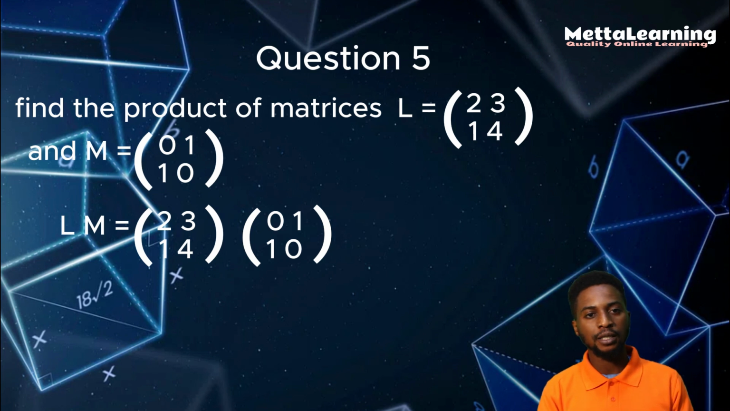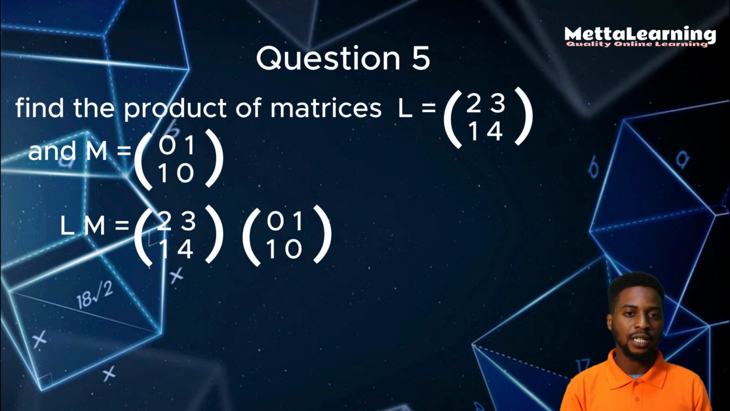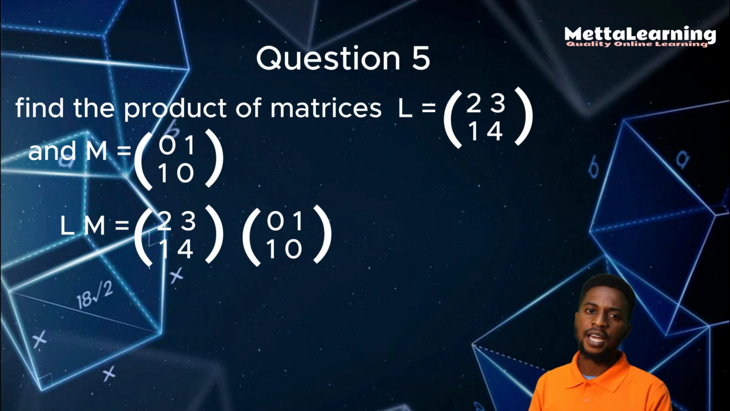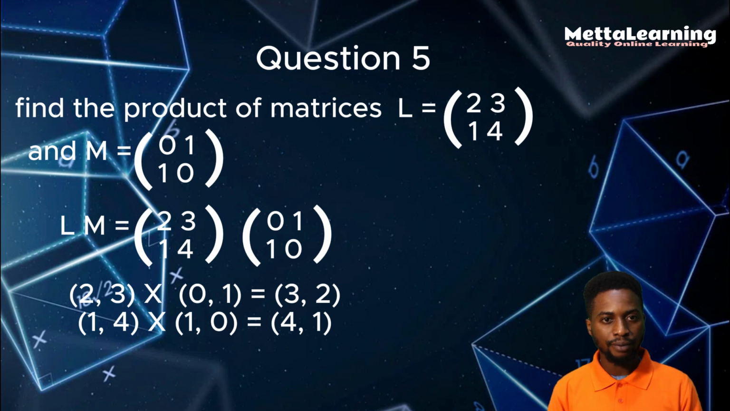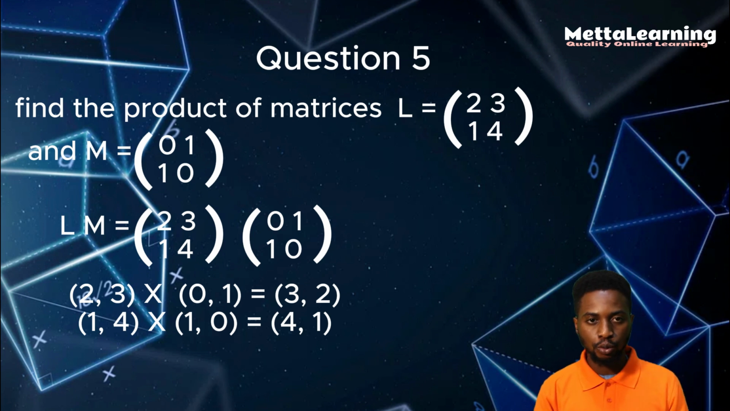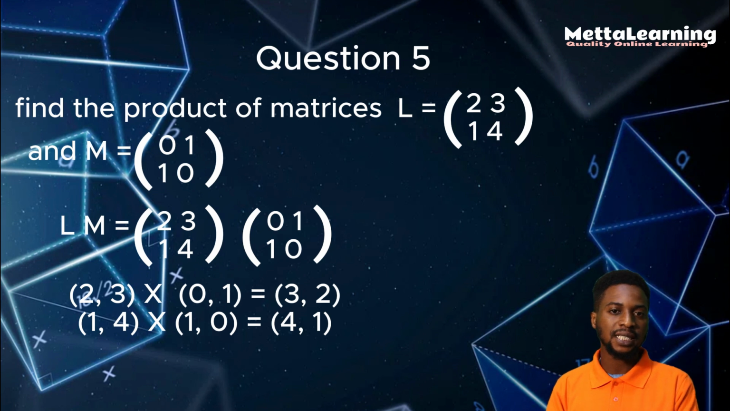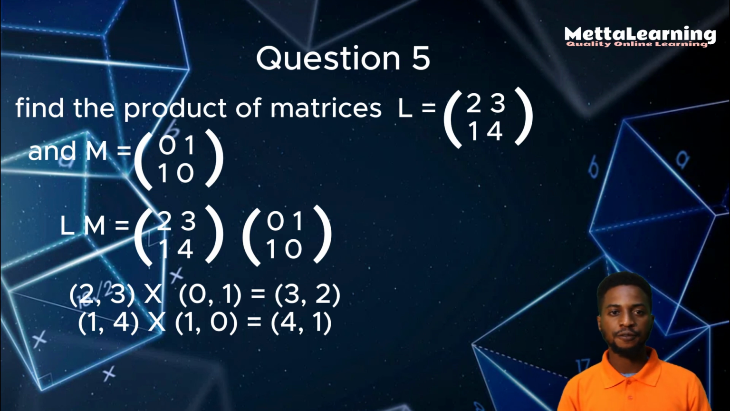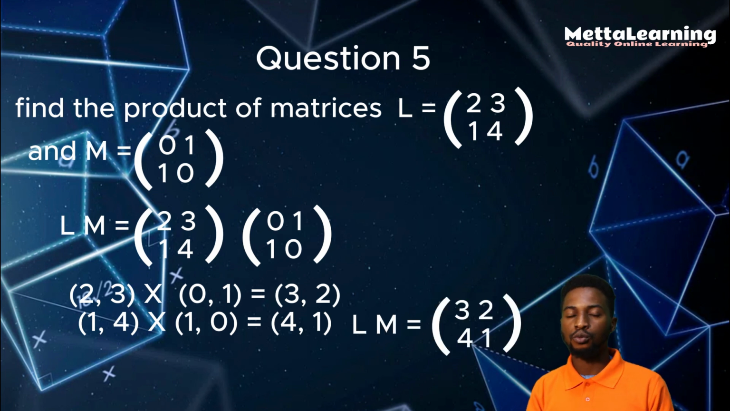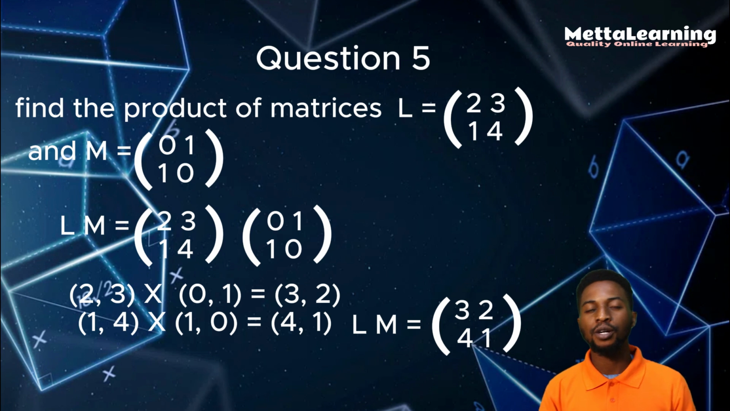All we have to do is to multiply the rows of L by the columns of M. So we have in bracket 2 times 0 plus 3 times 1, close bracket. Then next under the first row will be 1 times 0 plus 4 times 1, close bracket. Then we move to the second row to be 2 times 1 plus 3 times 0. And under the second row we have 1 times 1 plus 4 times 0, close bracket. When we multiply this together, we'll have these figures in rows: 3, 4, then 2, 1. So LM equals 3, 4, 2, 1. That's a 2 by 2 matrix.